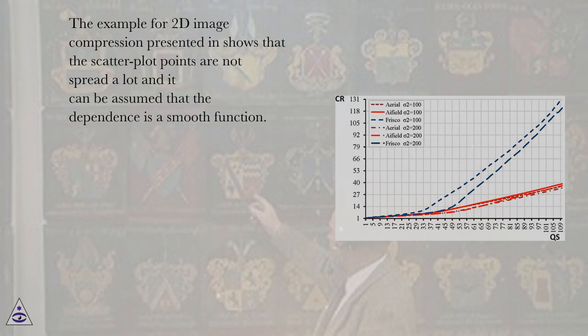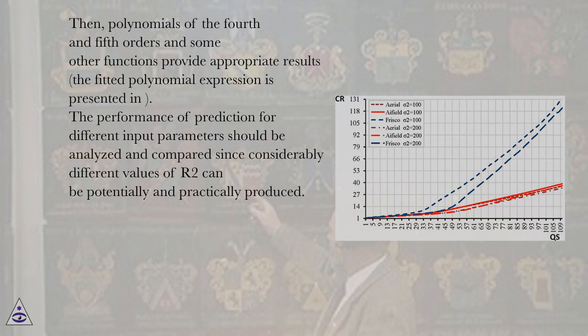The example for 2D image compression shows that the scatterplot points are not spread a lot and it can be assumed that the dependence is a smooth function. Then, polynomials of the fourth and fifth orders and some other functions provide appropriate results. The fitted polynomial expression is presented. The performance of prediction for different input parameters should be analyzed and compared since considerably different values of R2 can potentially and practically be produced.